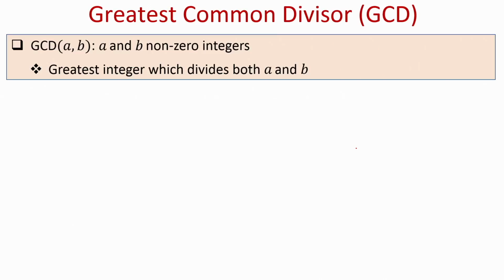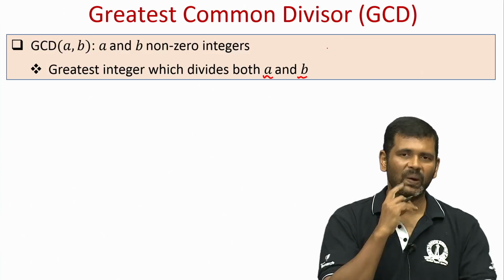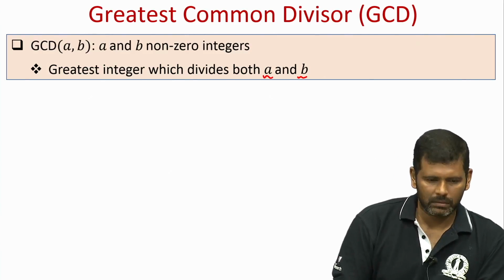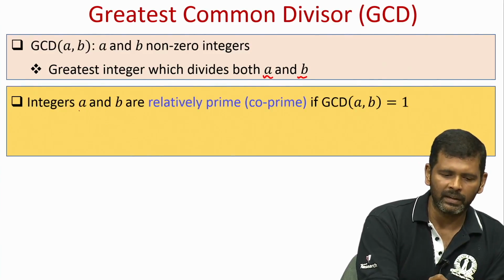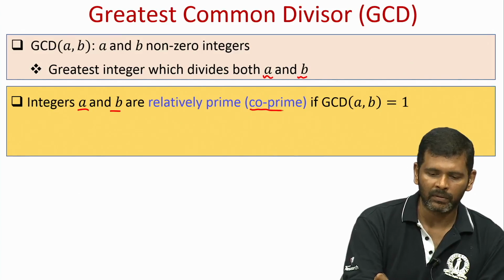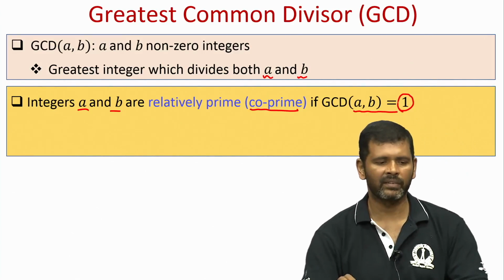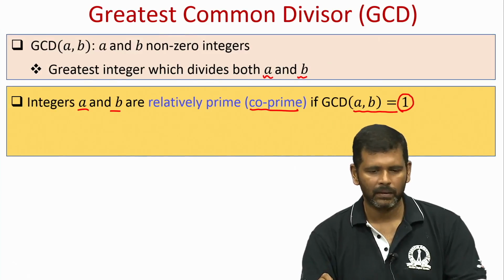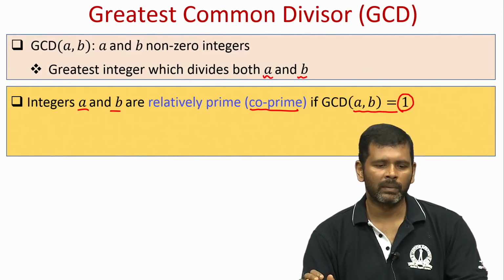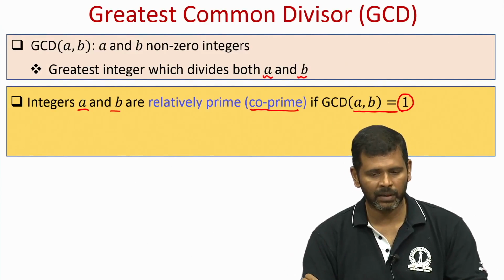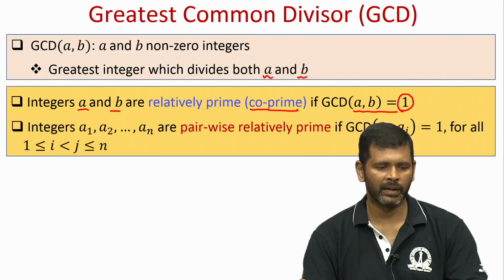Now, let us next define the greatest common divisor or GCD. Imagine you are given two non-zero integers a and b. The GCD of a and b is the greatest integer which divides both a and b. We say integers a and b are relatively prime, or co-prime, if their greatest common divisor is 1. Of course, 1 is a trivial common divisor of every a and b, but if 1 happens to be the only common divisor, or the greatest common divisor of a and b, then we say that a and b are co-prime or relatively prime.